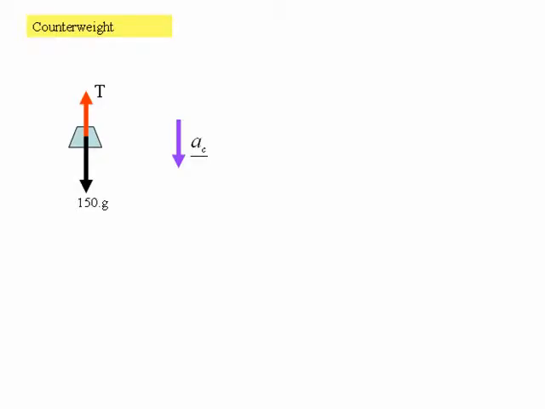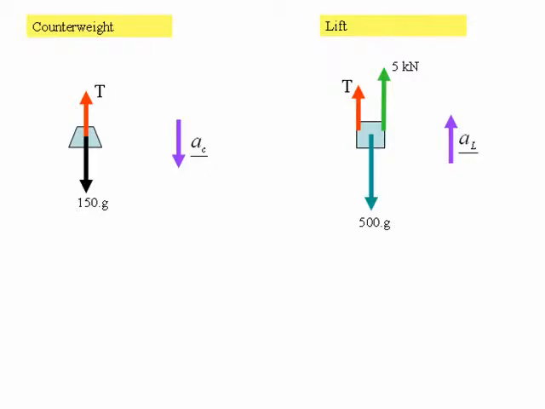Now, considering the lift, again, ask yourself what forces are acting on the lift. There's gravity acting downwards, which is the mass of the lift, 500 kilograms times g. And then upwards, we've got two forces. We've got the tensions in both cables. So the tension in the left-hand cable is just equal to T again. And the right-hand cable, the tension in that is 5 kilonewtons, because we're told in the question that the motor supplies a constant force of 5 kilonewtons on the cable at B.